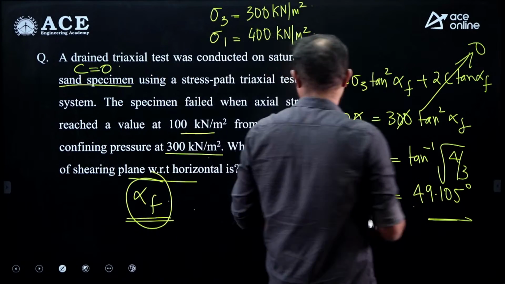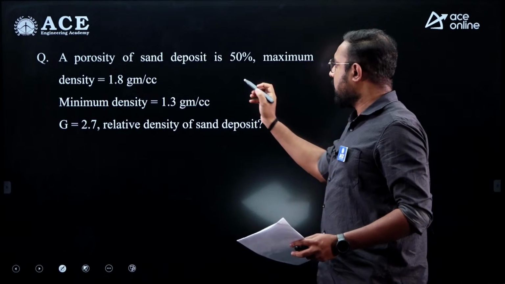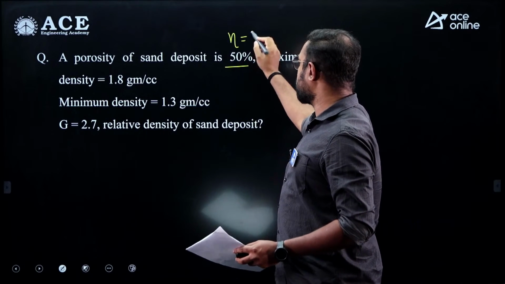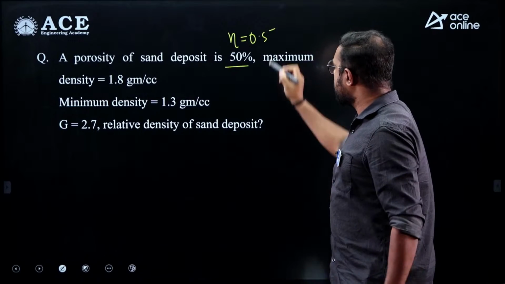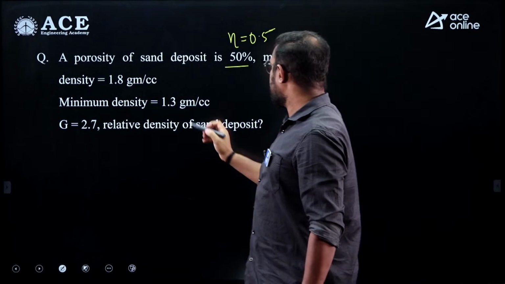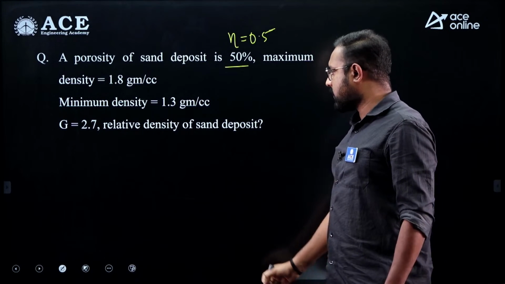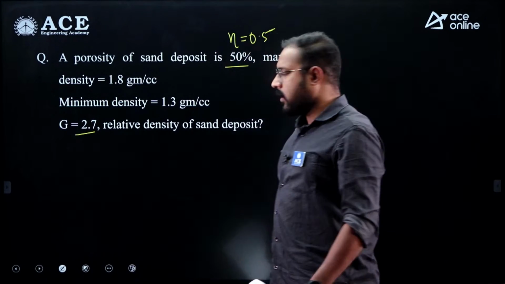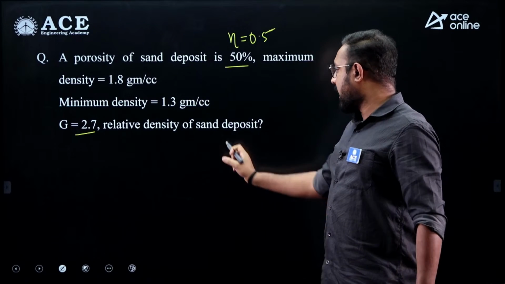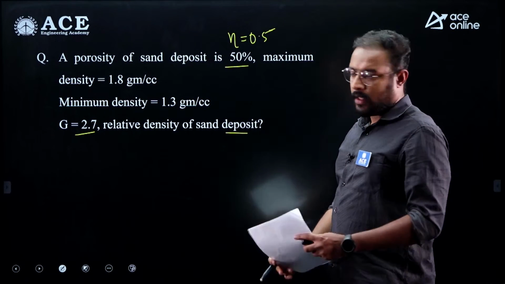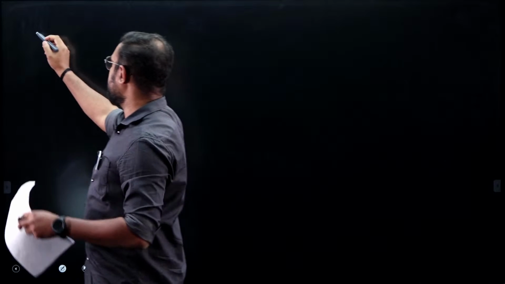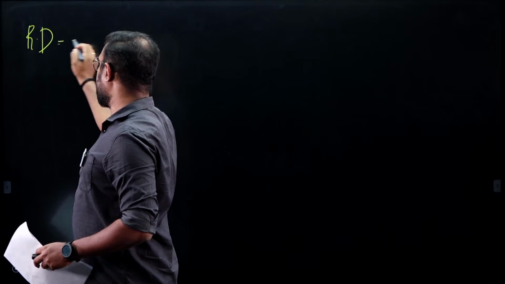Next up. The porosity of sand deposit is 50%. So porosity we can take as 0.5. The maximum dry density is 1.86 gram per cc, minimum dry density 1.36 gram per cc. Specific gravity is 2.7, relative density of the soil deposit is dash. So they are asking you for relative density. So how do you calculate relative density?